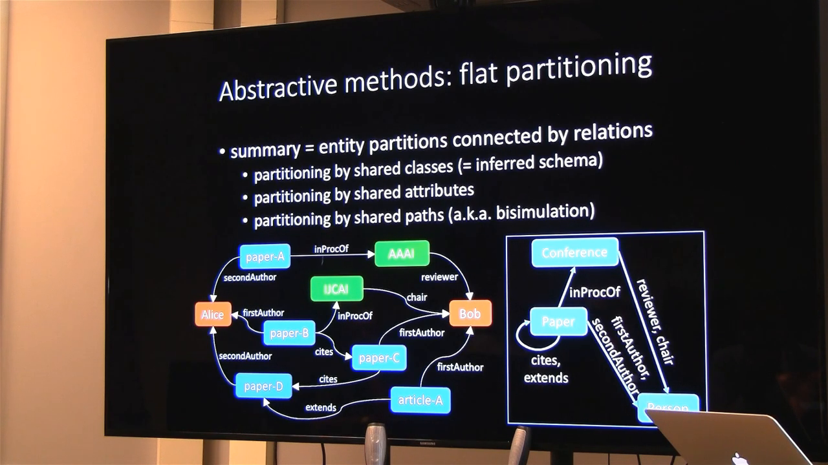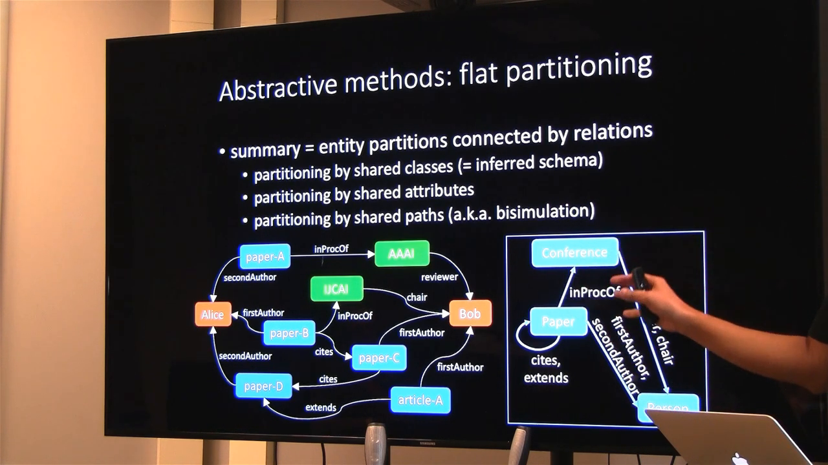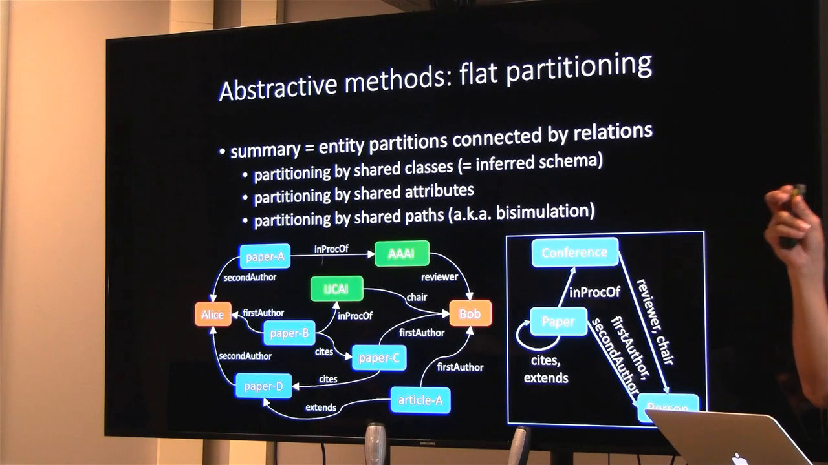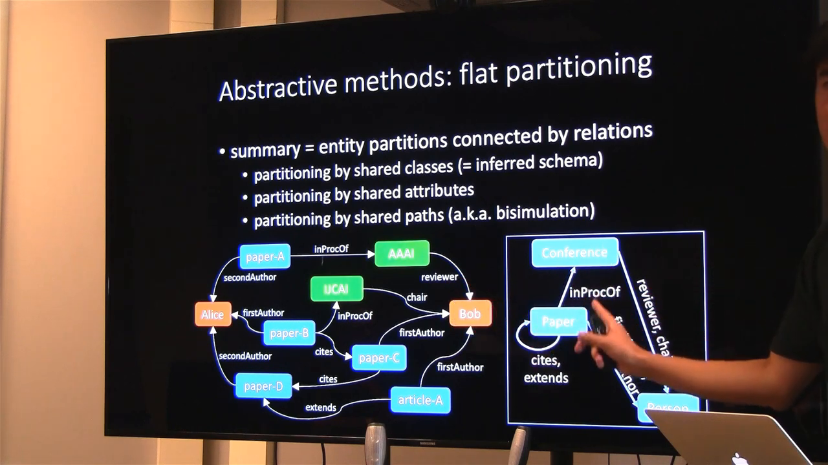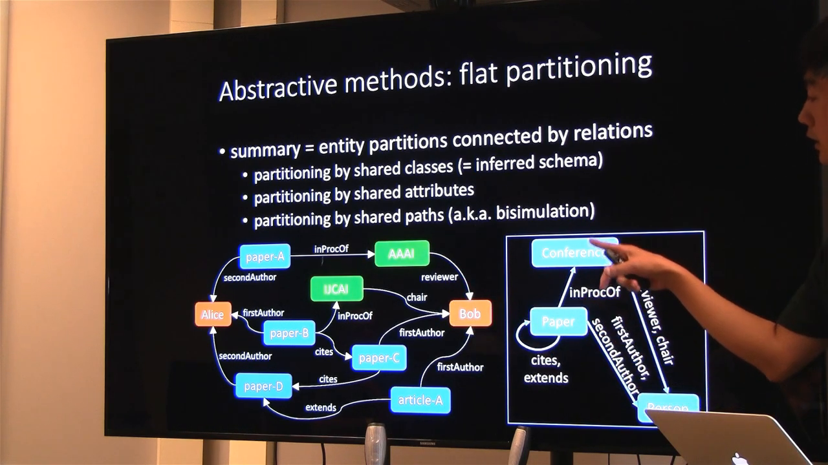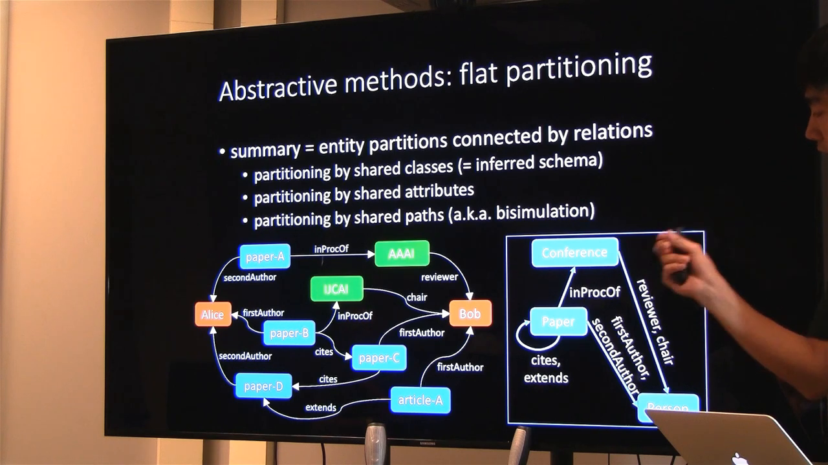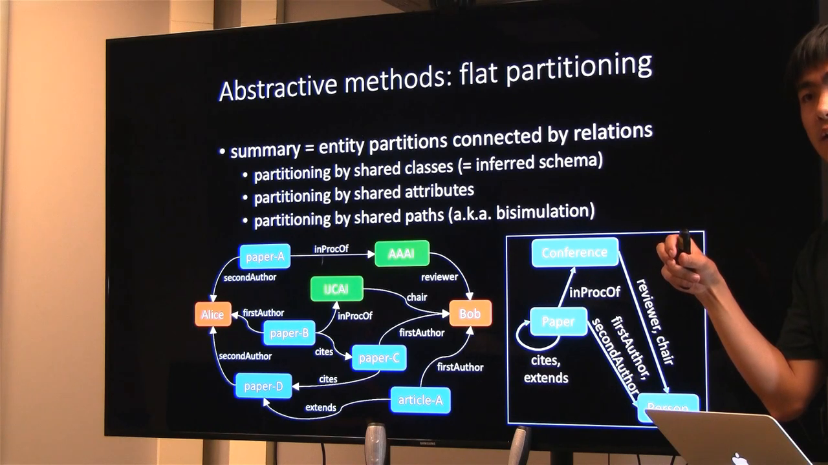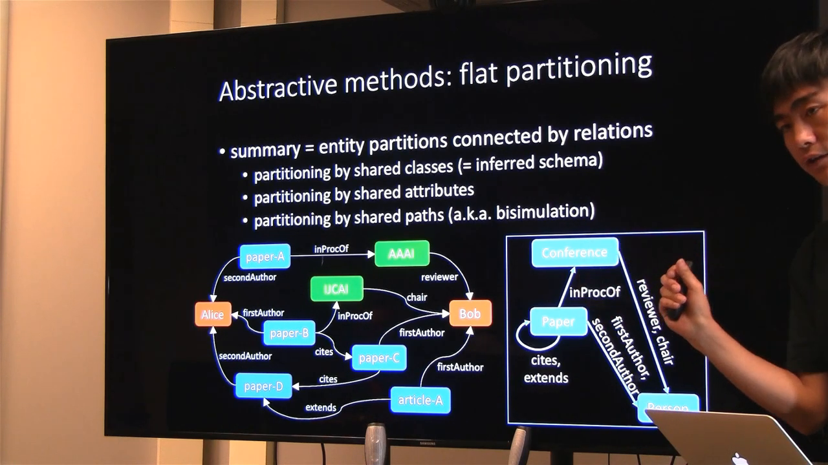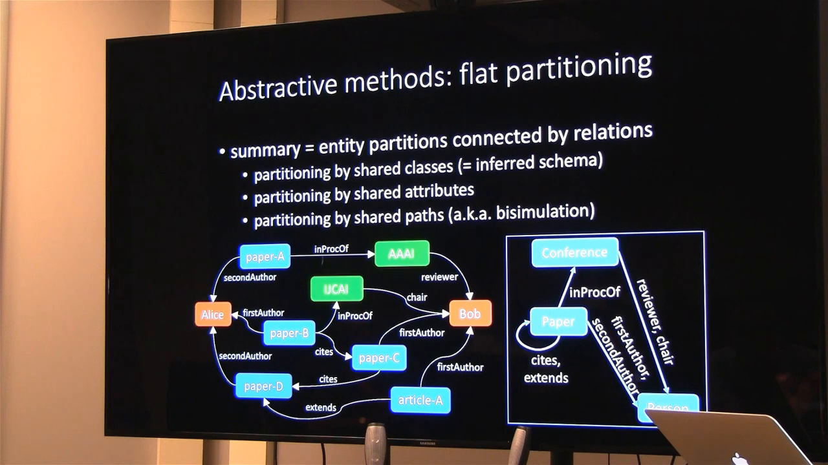A natural extension of this idea is to partition the entities based on different principles. If we look at such an inferred schema, it actually gives a partition of the entities in the data. It partitions the entities according to their classes. And then in this summary, it connects entity partitions with relations, right? So what is the summary here? The summary here is actually entity partitions connected by relations.